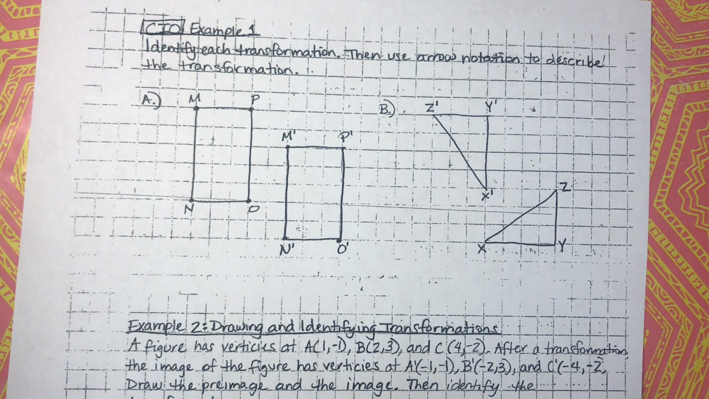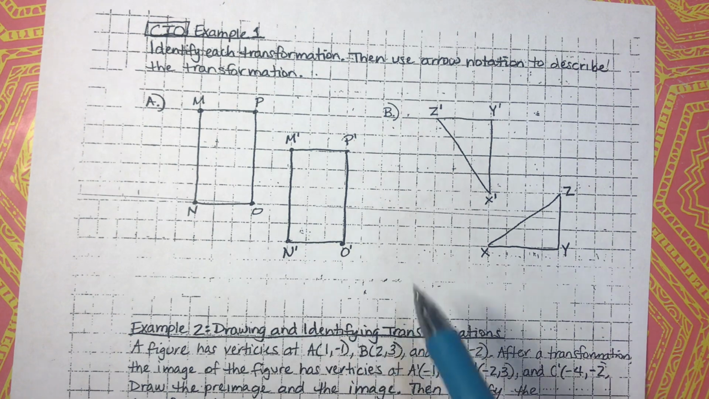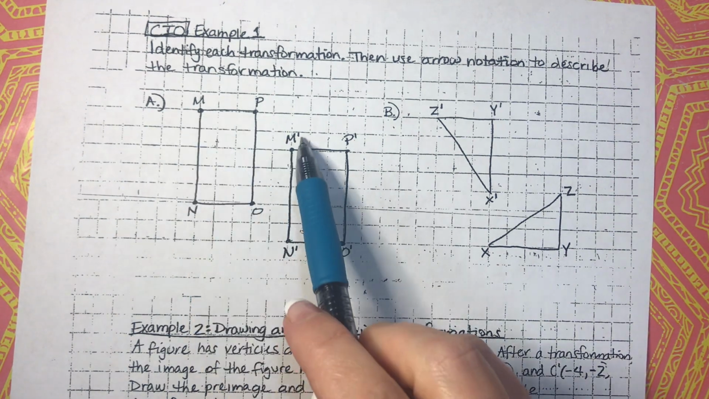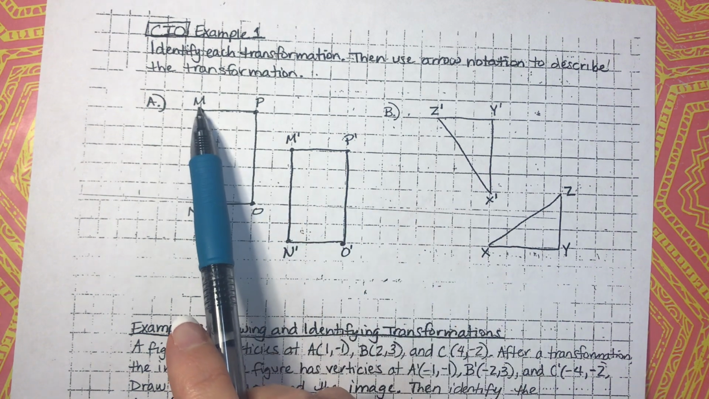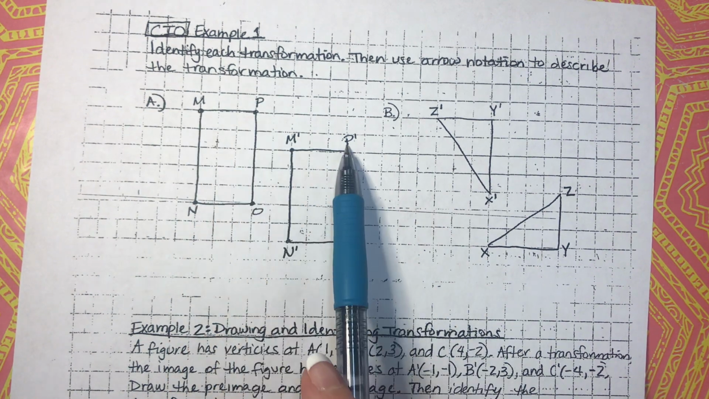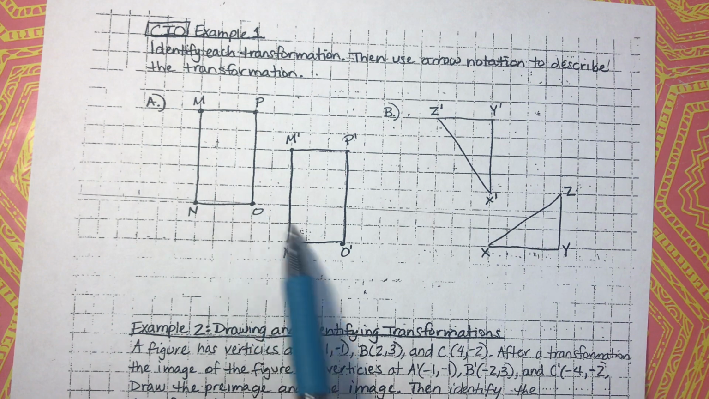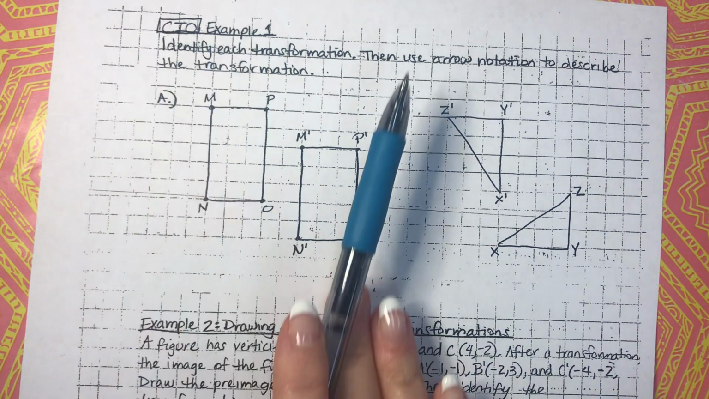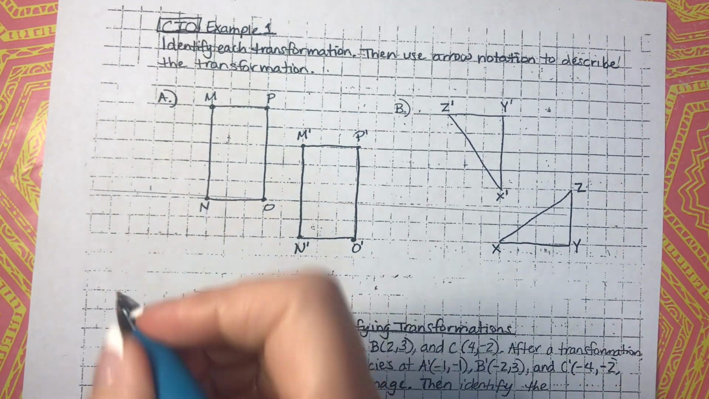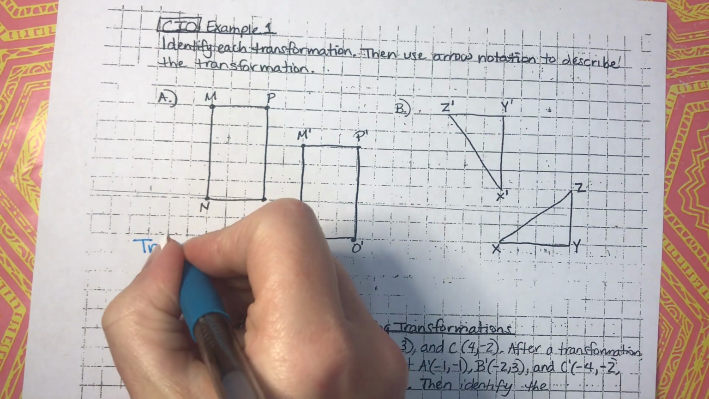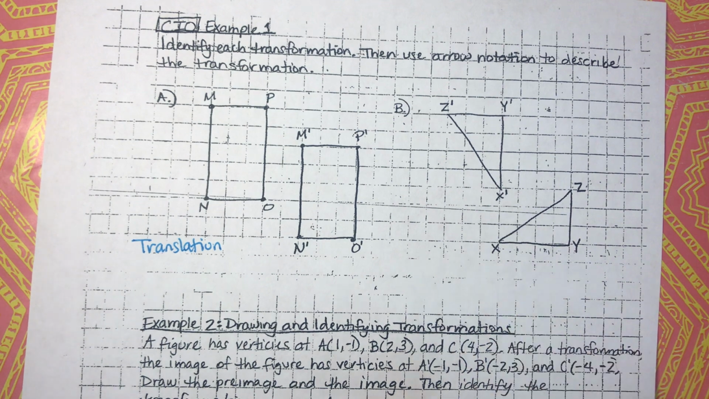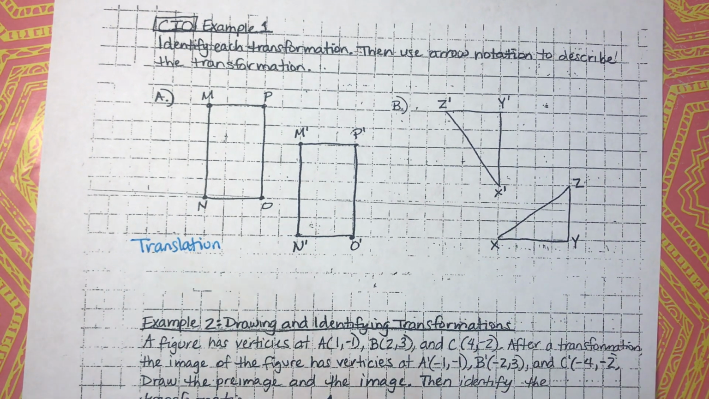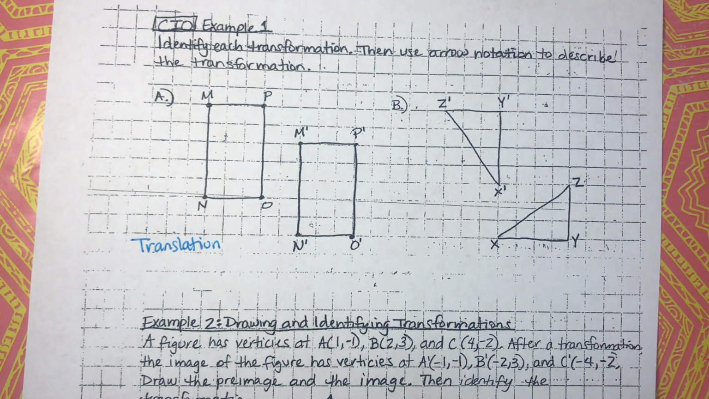All right, we're back. Let's look at A. What's happening? Well, we know that there's the primes here, so that's the ending. We're starting here. M looks like it's going there. P is going there. N is going there. And O is going there. So it looks like everything's just sliding or shifting. So that is a translation. Okay, so that's what we say. It's a translation. And then we just need to use arrow notation.